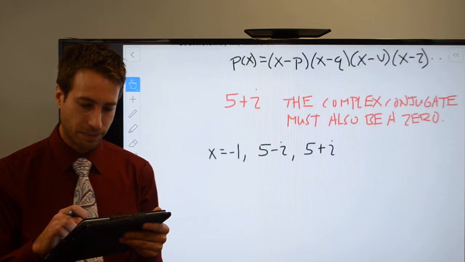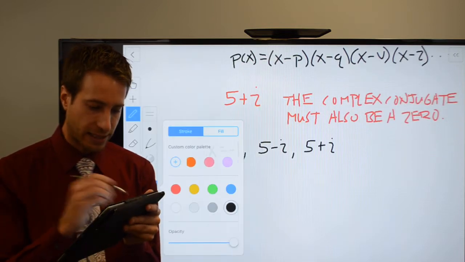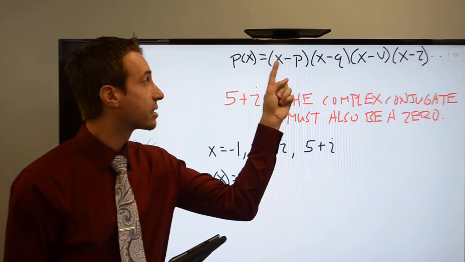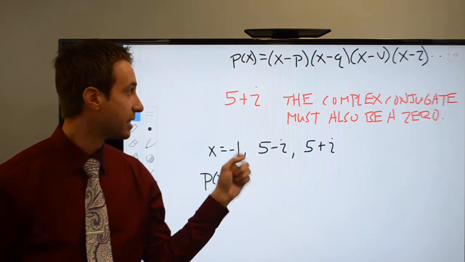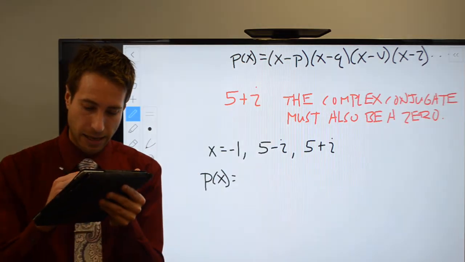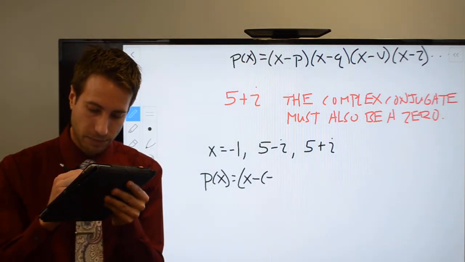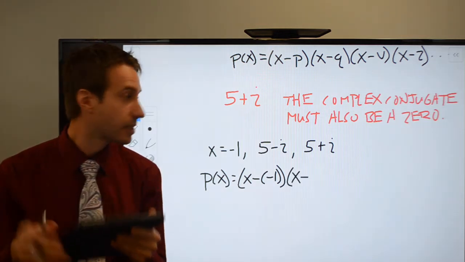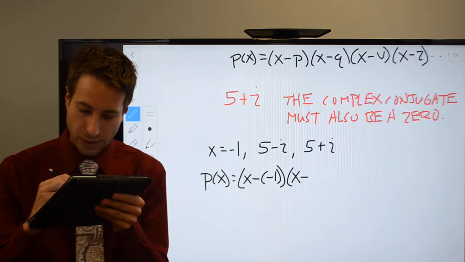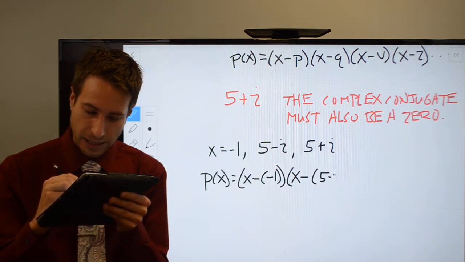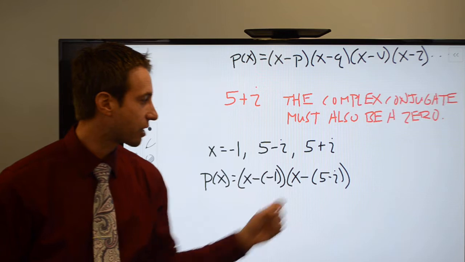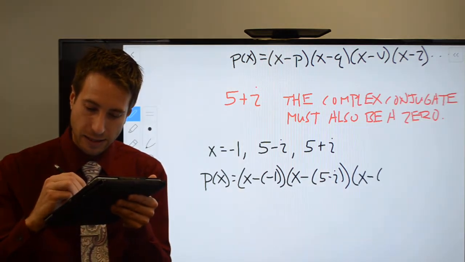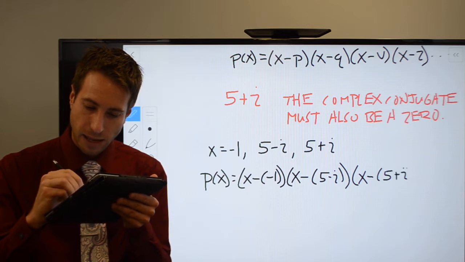So here we go. My polynomial, p of x, is going to be equal to x minus p. My first 0 is a -1, so I'll have x minus a -1. Okay, that's my first one. My next one is going to be x minus, and then my next 0 is 5 minus i. So x minus (5 minus i). Make sure you put parentheses in there because you'll need to distribute that minus sign. And then my last one is going to be x minus (5 plus i).